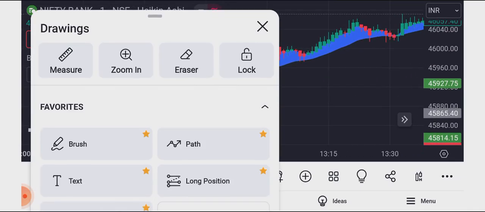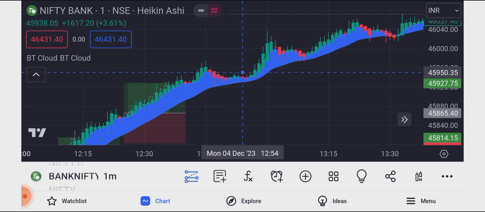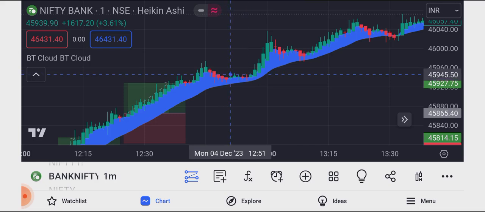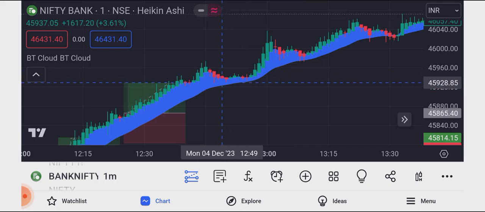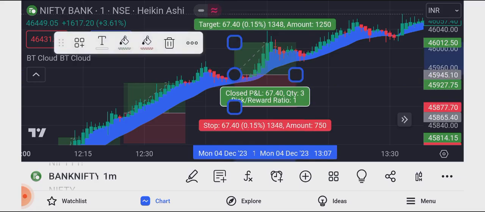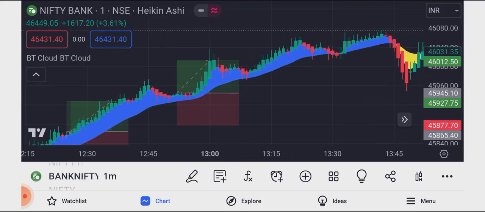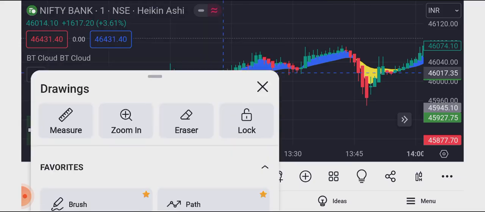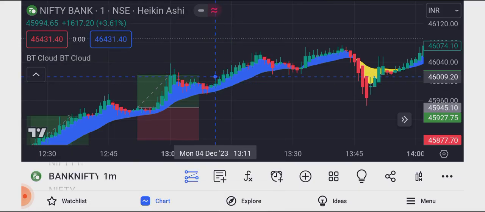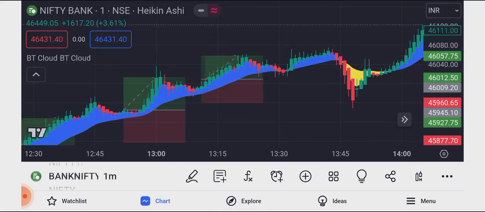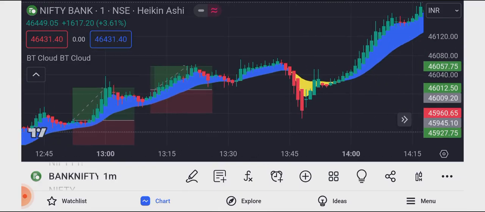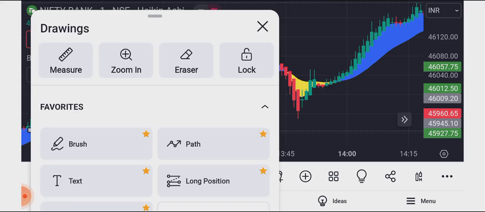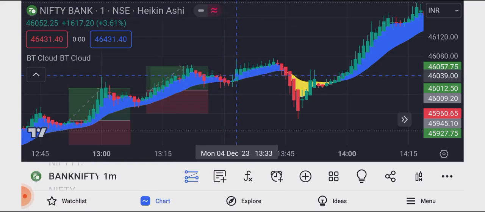Then go to long positions. If you see that rejection has happened, you can enter this trade. Again 1 is to 1 is giving. Again go to long positions. Again the profit has happened. Again go for a long position.